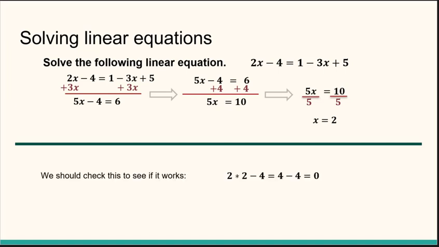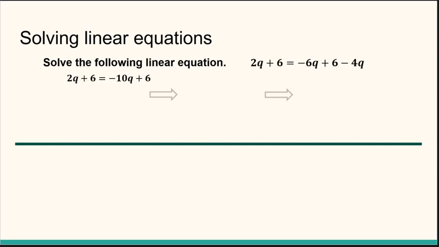I need to see that 2 times whatever I chose for x, which is 2, minus 4, what does that equal? I'm going to do the left-hand side and then I'm going to do the right-hand side. Well, I found that that equals 0. So I do the right-hand side. It better equal 0 as well. So when I plug in the 2, I get 1 minus 3 times 2 plus 5, and that'll give me 1 minus 6 plus 5, and that will give me 0 as well. So I know that I'm right.